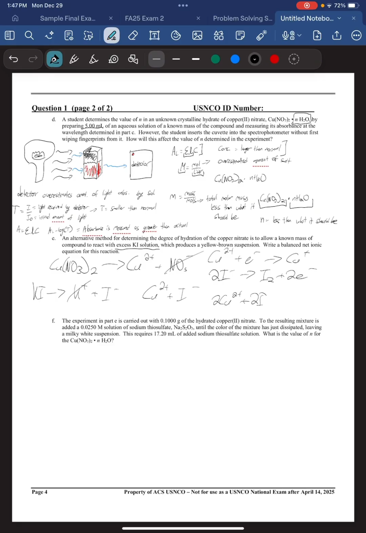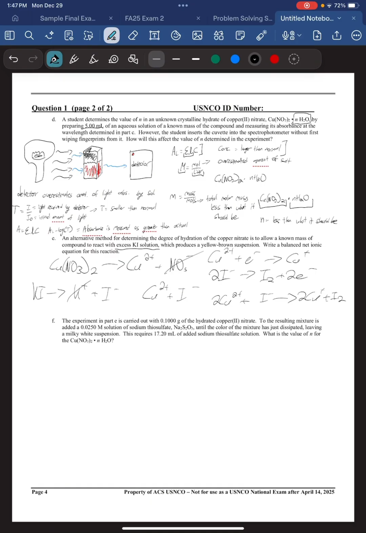And then here's our 2 I minus. And that will go to our 2 copper 2 plus, which is from our initial reduction reaction, and our iodine gas. Now, once we're here, we've got to remember that the charges need to match up. So if we have 2 copper 2 plus, it has a 2 plus charge, so it'll sort of have 4, if you will, as our number.